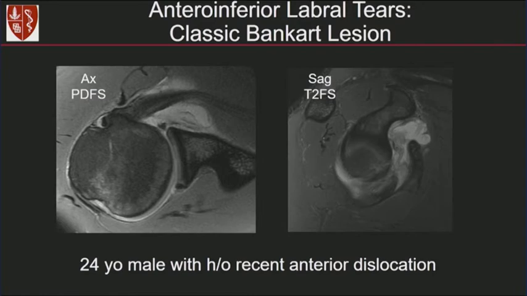So here's an example, a patient with a history of recent anterior dislocation. You have your axial PD fat-suppressed image on the left and a sagittal T2 fat-suppressed image on the right. Here you can see that the antero-inferior labrum is detached from the glenoid. I really like looking at the sagittal images for these cases because you actually see the detached labrum really well. So the sagittal images really help you on these cases.